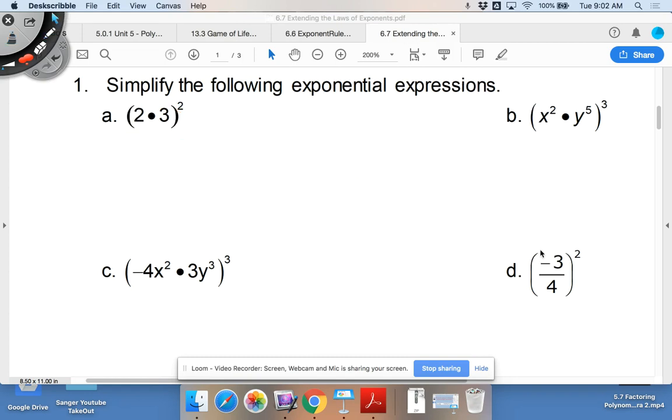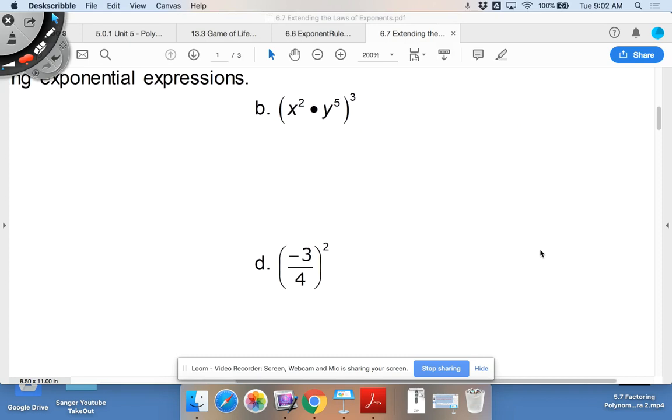Let's look at B though. So this is the reason I showed you the other way. These have variables. So can we actually multiply X and Y together? No. We can't simplify inside first.